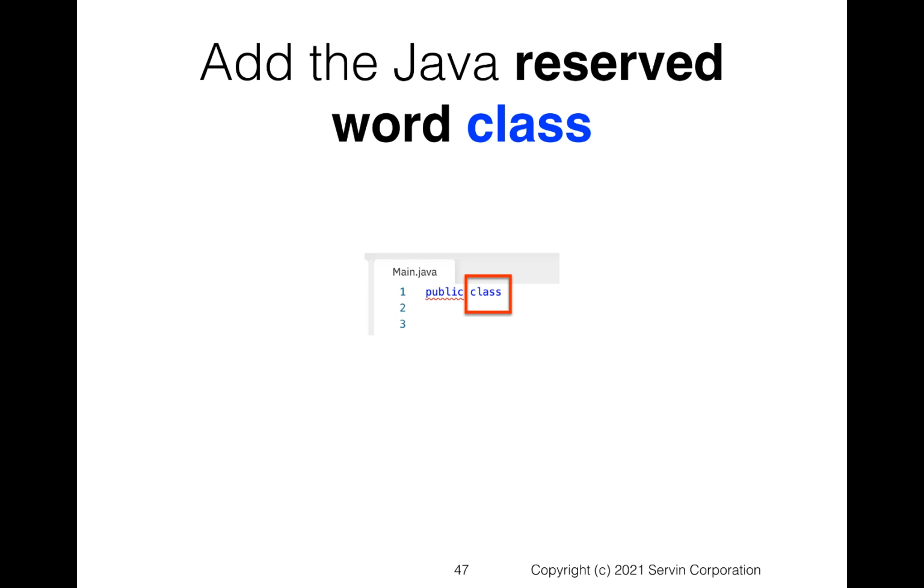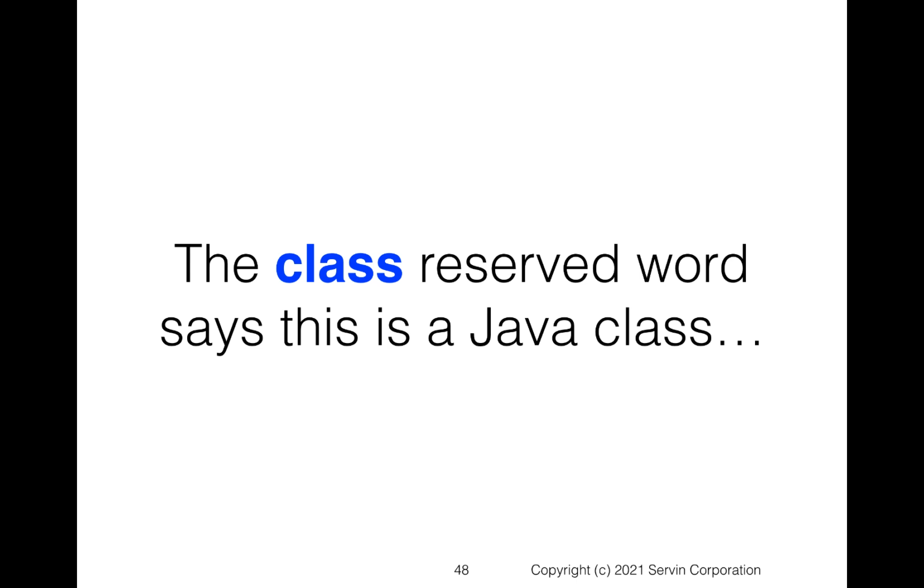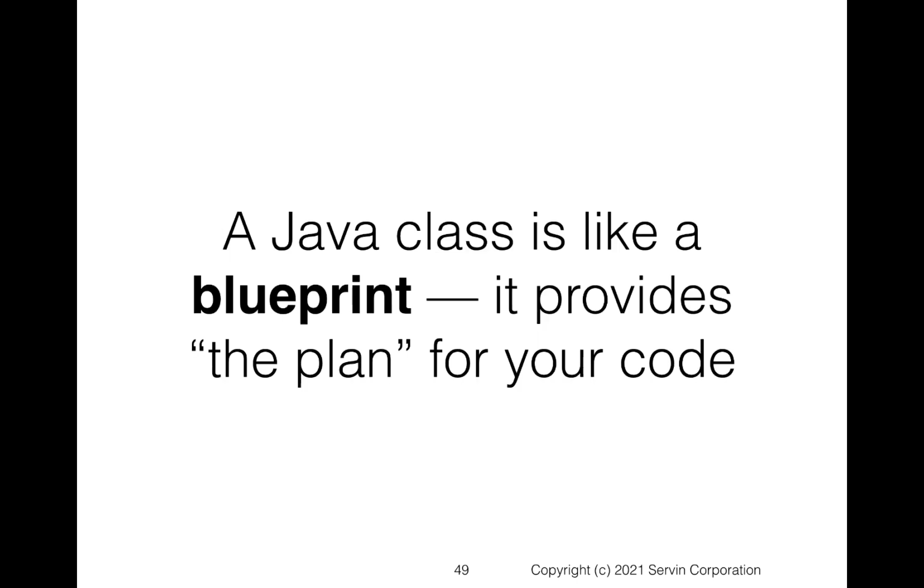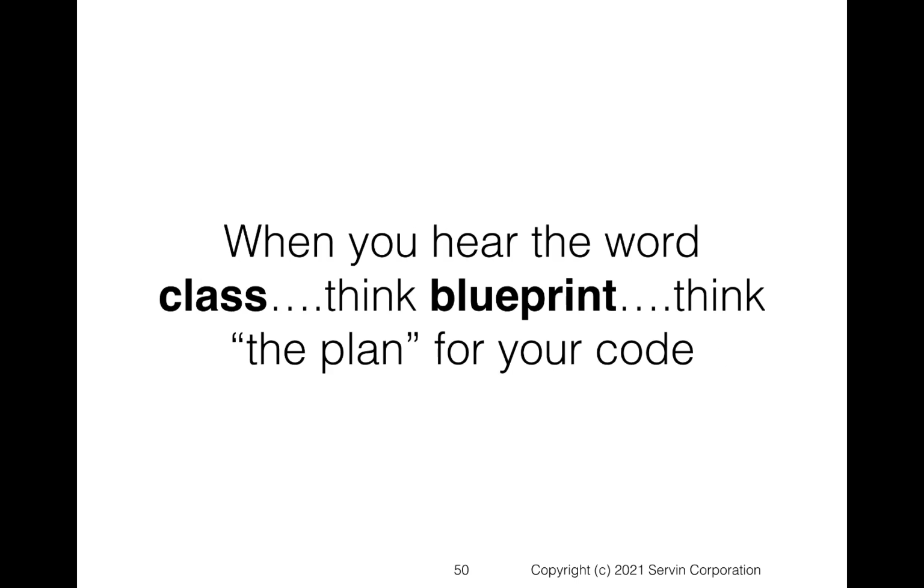We then add the word class, another reserved word. The class reserved word tells the compiler that, hey, we're going to define a new Java class. A Java class is like a blueprint. You can think of it as providing, quote, the plan for your code. So when you hear the word class, think blueprint, think the plan for your code.